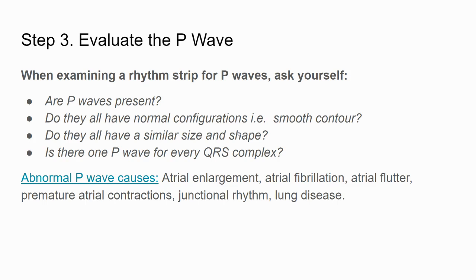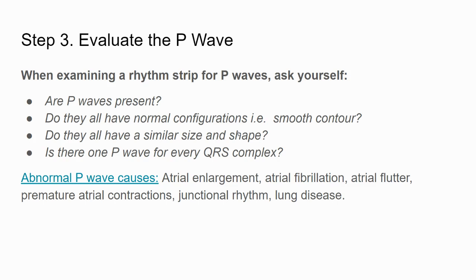Do they have normal configurations, meaning do they have a smooth contour? They're nice and rounded out. Do they have similar size and shape? If they have different sizes, they may be coming from different parts of the atria, okay? Not necessarily from the SA node. The signal coming from the SA node will have the same shape and size. Is there one P wave for every QRS complex?